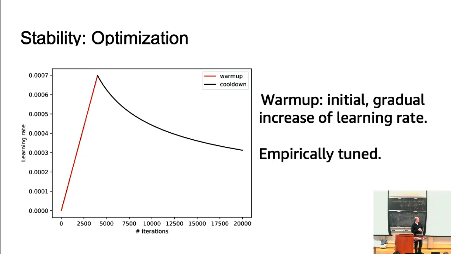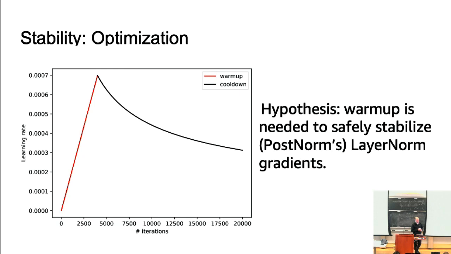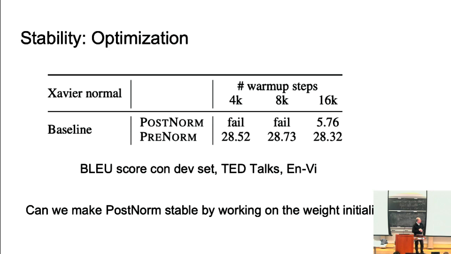So this warm-up possibly is there in order to stabilize the post-norm layer normalization. That's the hypothesis that my colleagues made. And actually, if you look at experiments in which you reduce the number of warm-up steps, you see that if you go beyond a given threshold, post-norm layer normalization fails to converge.